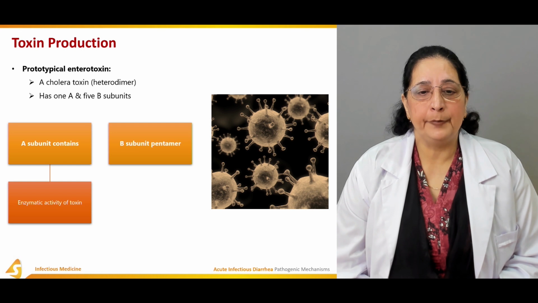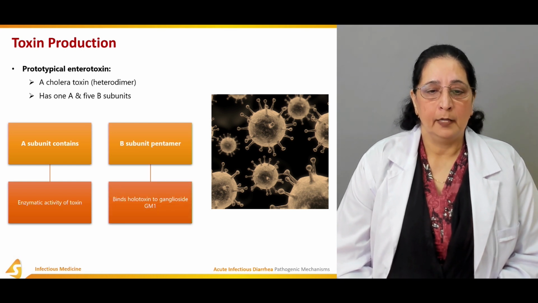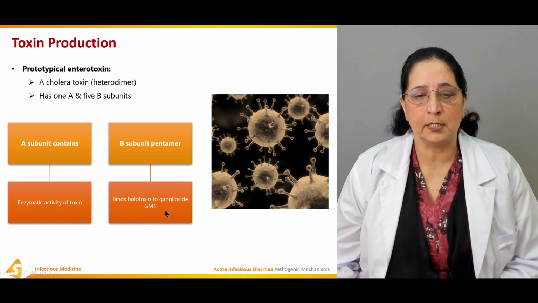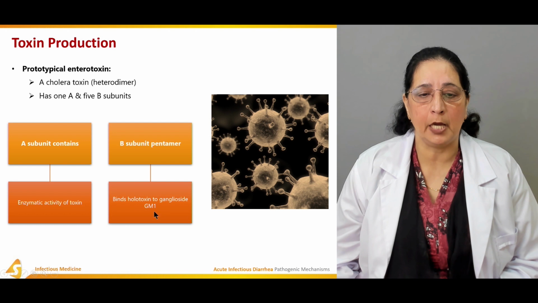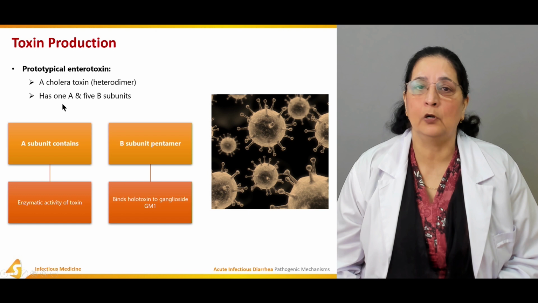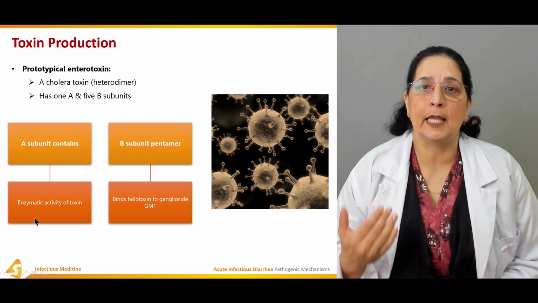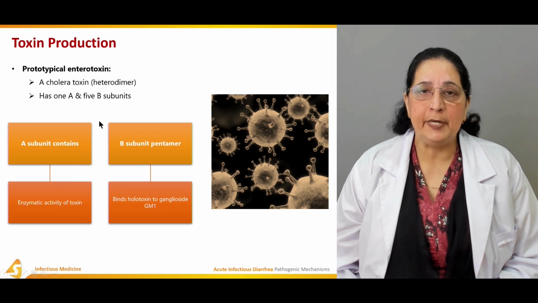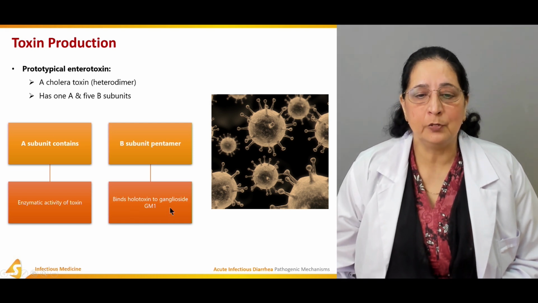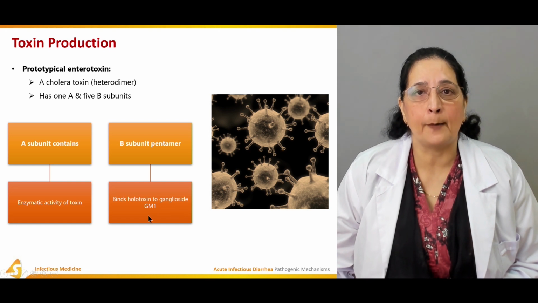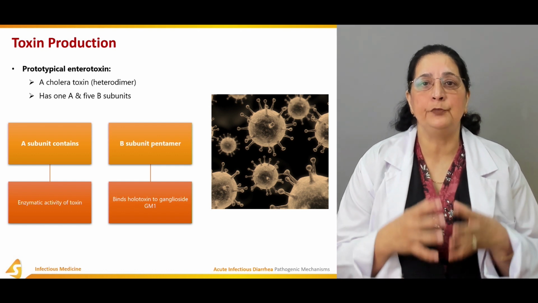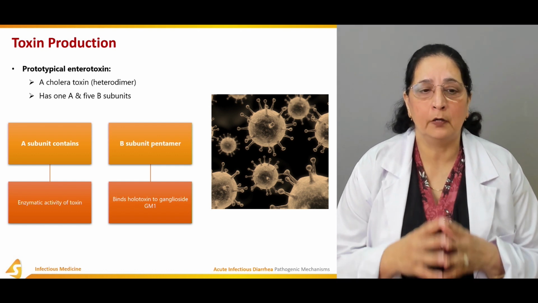The B subunit pentamer binds the holotoxin to ganglioside GM1. So the A subunit of the cholera toxin contains enzymatic activity, and the B subunits bind the holotoxin to ganglioside GM1. So these are the functions of the A and B subunits of the cholera toxin.